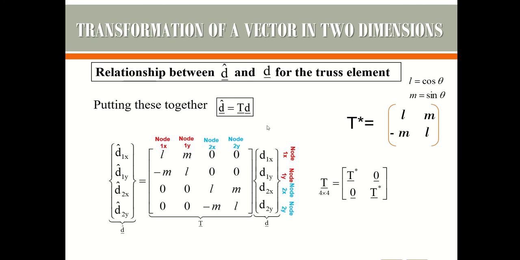This is for the complete 4x4 matrix. For node 1, this one, and for node 2, this one. This is the displacement in the global coordinate axis.